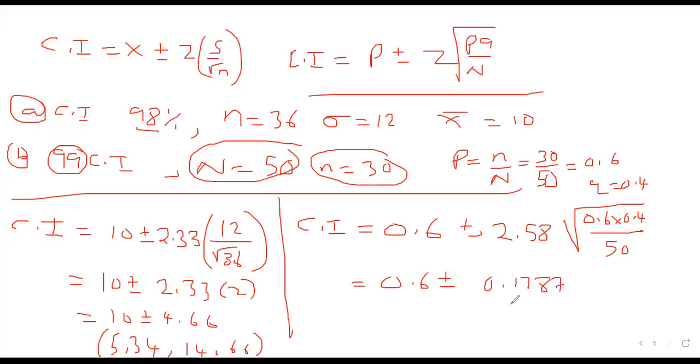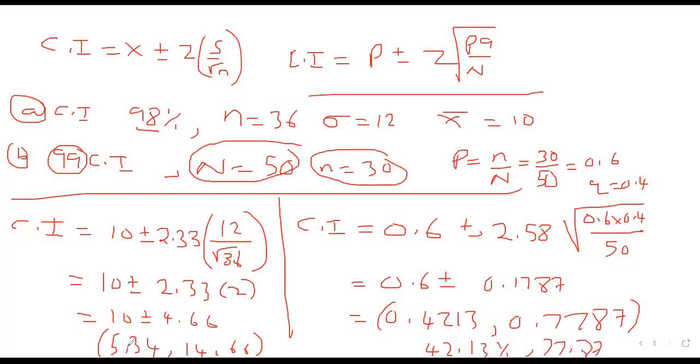0.1787. So in this case, we're going to subtract 0.6 minus 0.1787, you get 0.4213. To increase it, we're going to add to get 0.7787. So here you come in to say my true proportion will be between 42.13% to 77.87%. It's a true proportion.